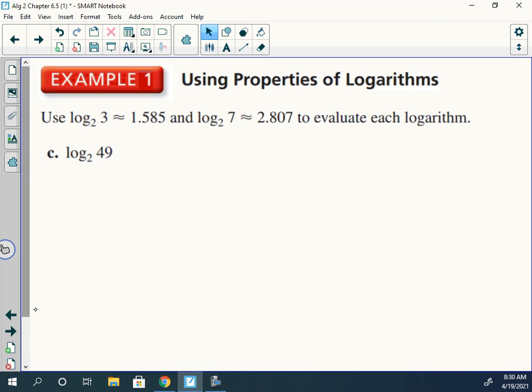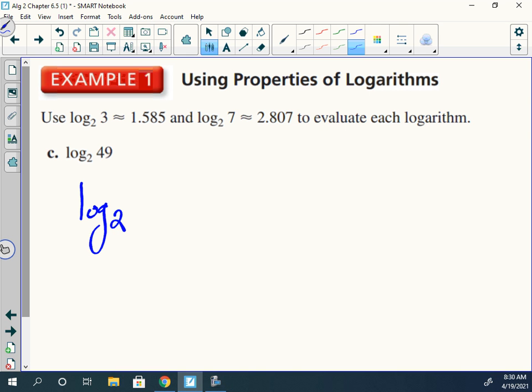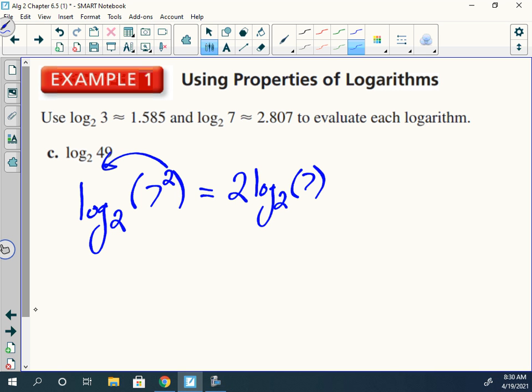Log base 2 of 49. How can we rewrite this? 7 times 7, or we can say 7 squared, because we can write it in either form. Now 7 squared is a little bit easier to work with because I can take this exponent of 2 and move it out front, which really tells me that I have 2 log base 2 of 7.